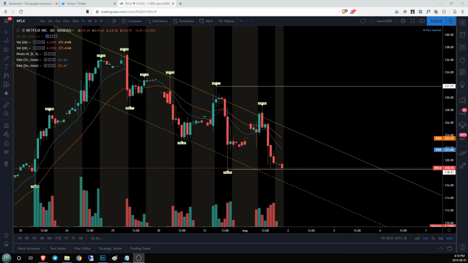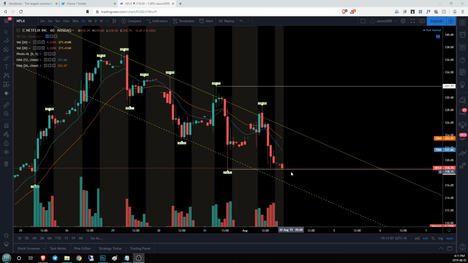Hey guys, Jason for TheChartGuys taking a look at Netflix. This one's going to be short just because the hourly trend is doing exactly what we want to see. We're seeing lower lows, lower highs. We set the last lower high at 328.58 before pulling back. We're now seeing a support test at 318.53.